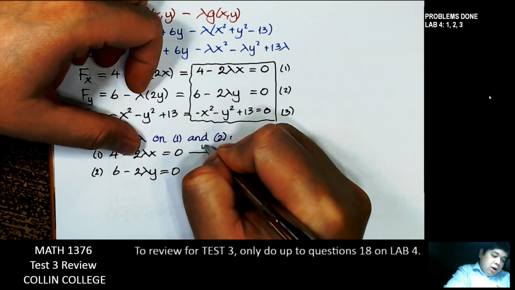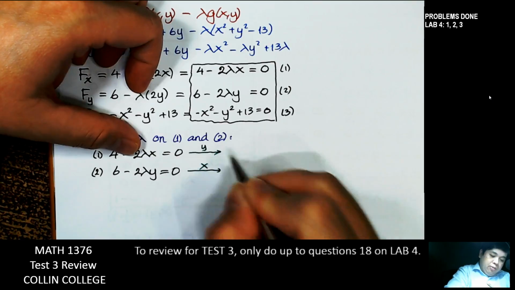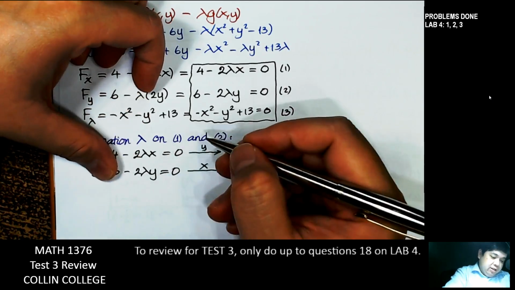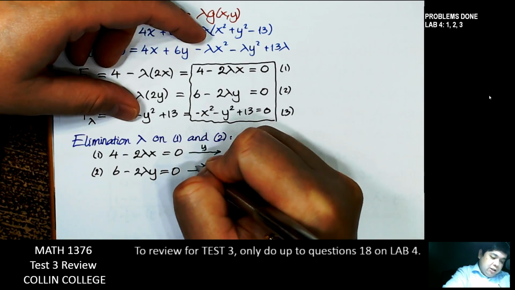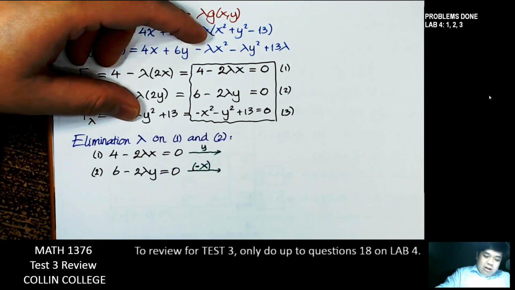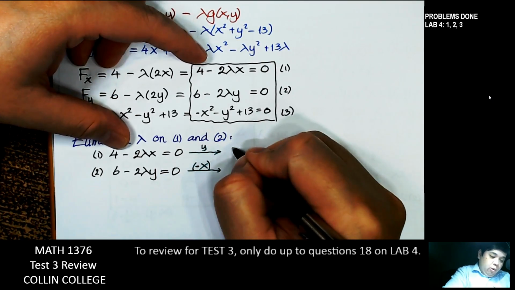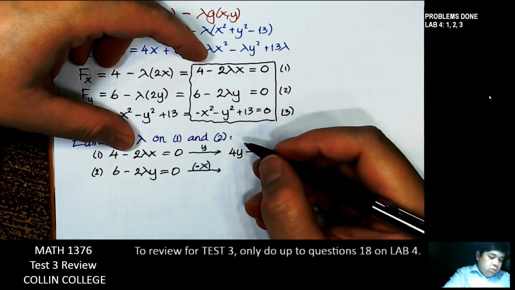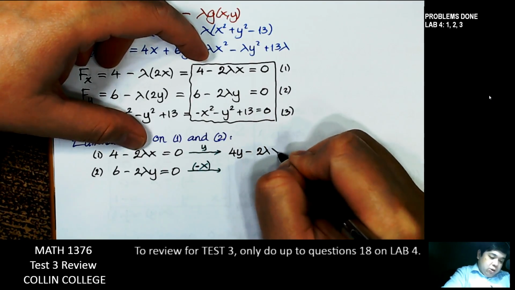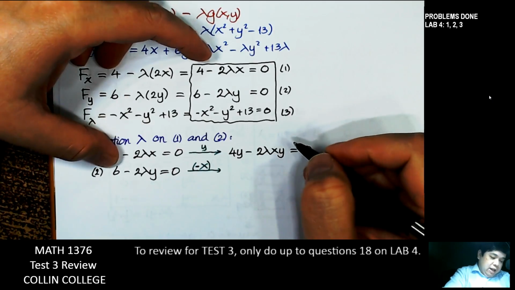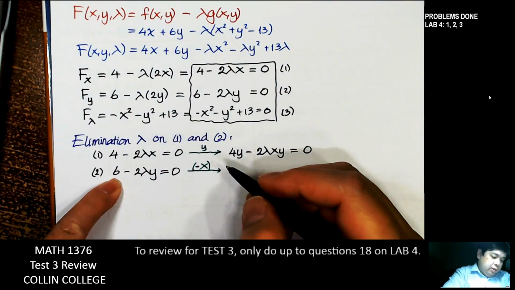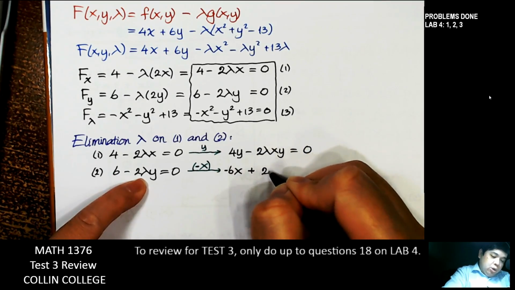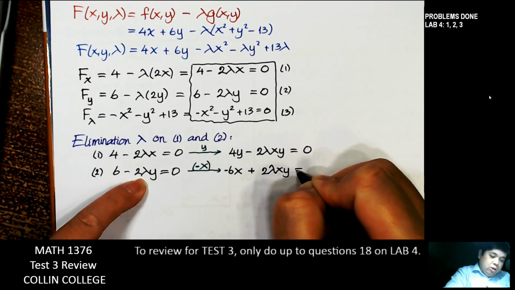So if I multiply just by y on the top and the x at the bottom, better yet, make one of them negative. How about this? In that case, we will have 4y minus 2 lambda xy equal to 0, and the other side will have negative 6x plus 2 lambda xy equal to 0.